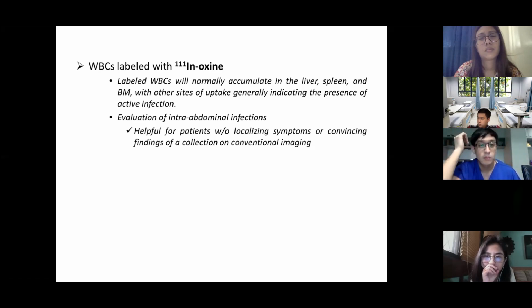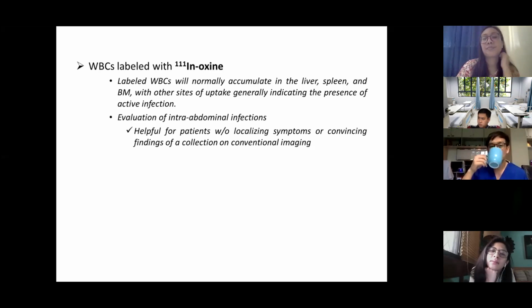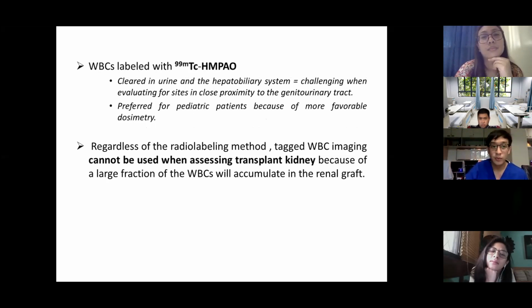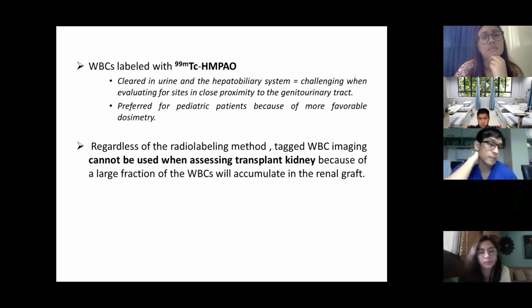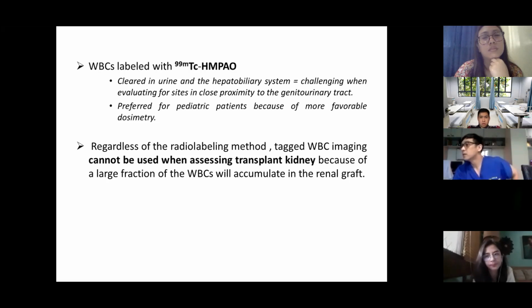Evaluation of intra-abdominal infections, which is helpful for patients without localizing symptoms or convincing findings of a collection on conventional imaging. And WBC is labeled with HMPAO. This is cleared in urine and the hepatobiliary system, which is challenging when evaluating for sites in close proximity to the genitourinary tract. This is preferred for pediatric patients because of more favorable dosimetry. Regardless of the radiolabeling method, white blood cell imaging cannot be used when assessing transplant kidney because a large fraction of the white blood cells will accumulate in the renal graft.